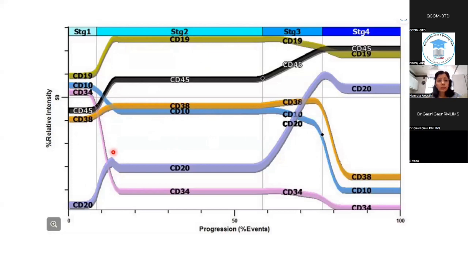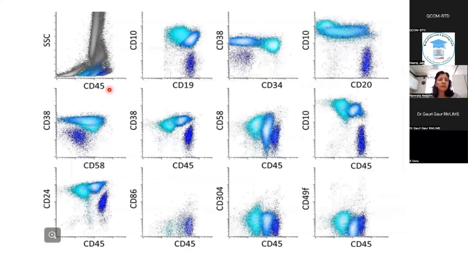CD34 also declines rapidly in stage 2. CD45 is gained throughout, as you can see, and CD38 is slightly upregulated and then downregulated in the mature cells. If you look at CD20 here, it is negative in the initial phases, but then it is gained and becomes high. So these patterns can actually be seen here in the CD45 versus side scatter.